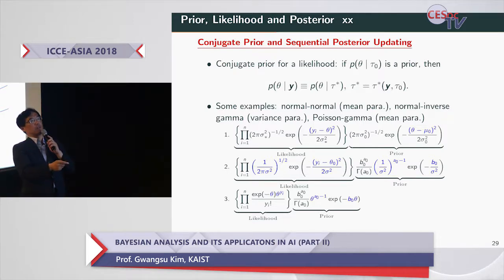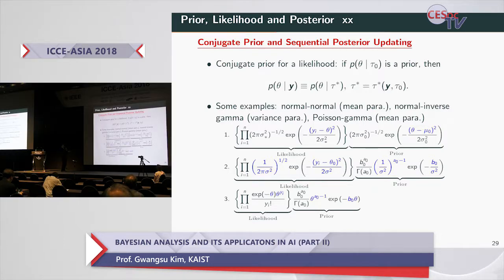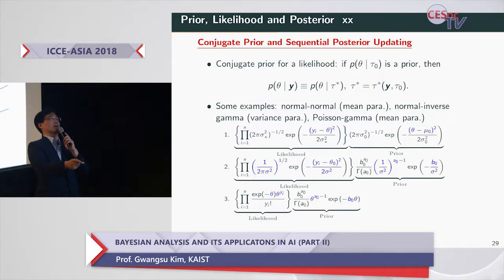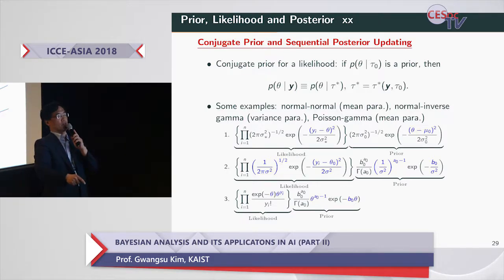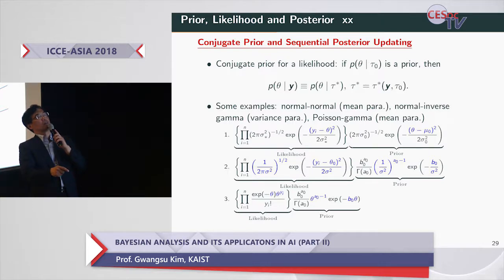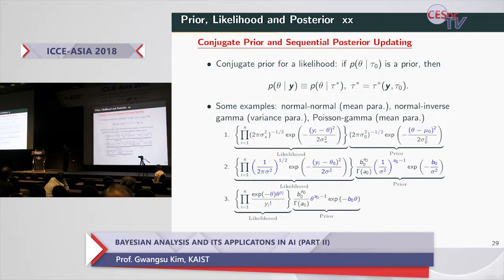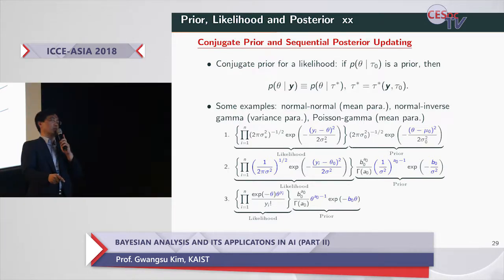Here are some examples: the normal model. It means that the likelihood comes from normal and the prior is normal. And the likelihood comes from normal and the prior comes from inverse gamma. And the likelihood comes from Poisson distribution and the prior comes from gamma distribution. It's the formulation for the normal model, the normal inverse gamma model, and the Poisson gamma model. Here, we put a prior on theta, and here we put a prior on 1 divided by sigma squared. And here we put a prior on theta.